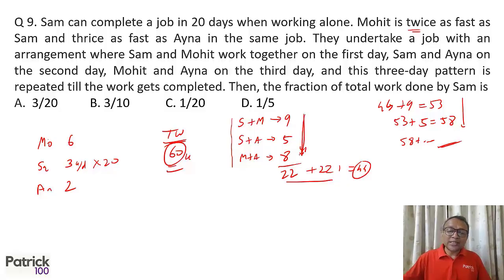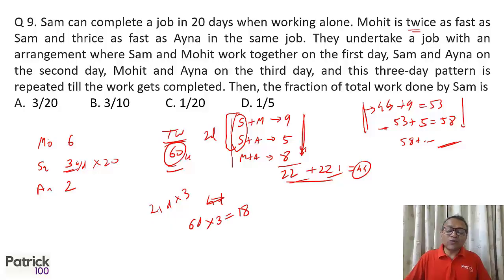So when you get to 1 cycle, how much does S work? S does 3 units a day. Here he works for 2 days. So 2 cycles, he works for 4 days. Again he works for 2 days out here, the first 2 days. So totally he works for 6 days. Each day he does 3 units of work. So 6 into 3, he does 18 units of work total. 18 out of 60 is the work done by Sam. If you divide it, it becomes 3 out of 10.